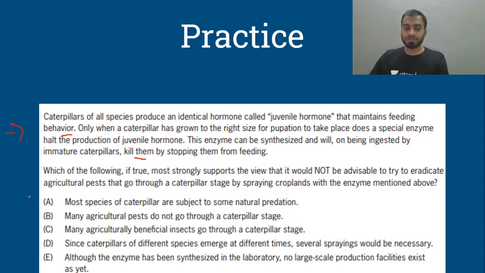So what do you have to do? You have to go through these five options, and what do you have to figure out? You have to figure out which of them supports the view that it should not be done. We should not be doing this. Out of these five, there's one option that tells us that we should not be doing this. Which is that option?